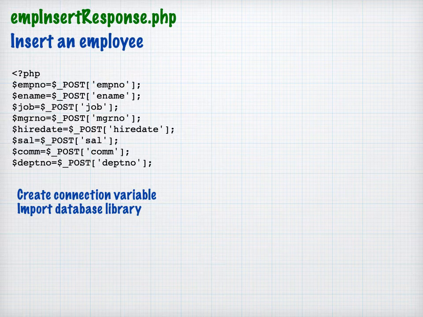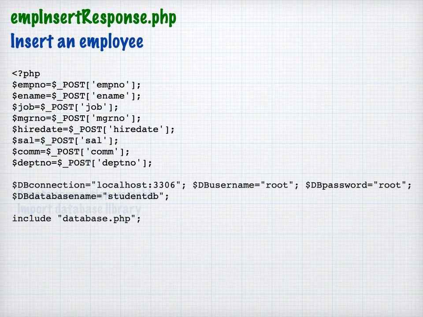And then we're going to use the same name for the variable that we create, just because it's easier. You're less likely to make mistakes if you do something like that. Then we create a connection variable and import the database library, and that looks like this.